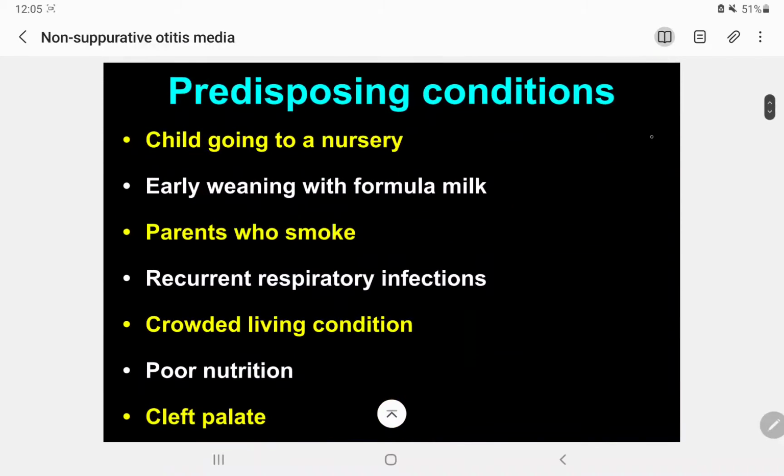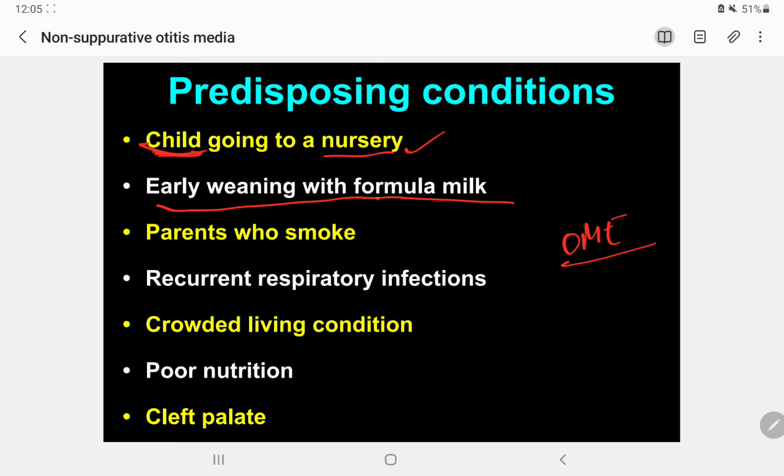So what causes a child to have otitis media with effusion? That can be any child, not specifically nursery, but child, okay, this is the main keyword. And early weaning with formula milk. The children who have formula milk are on a predisposing condition, okay. And then parents who smoke, all right, smoking is a risk factor.